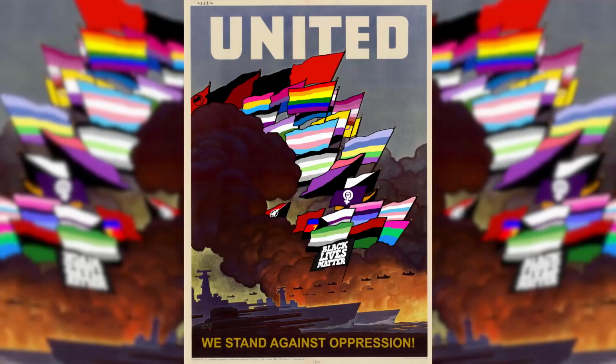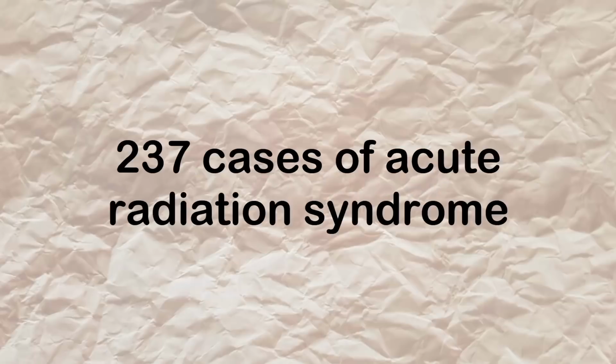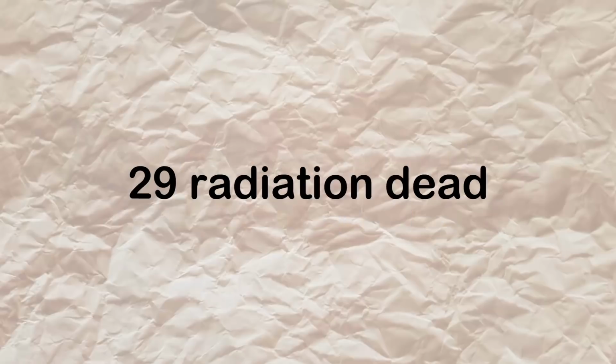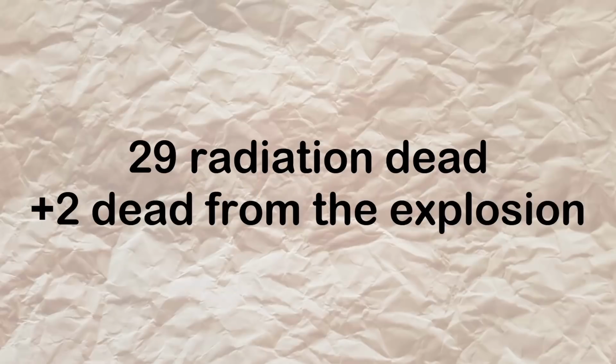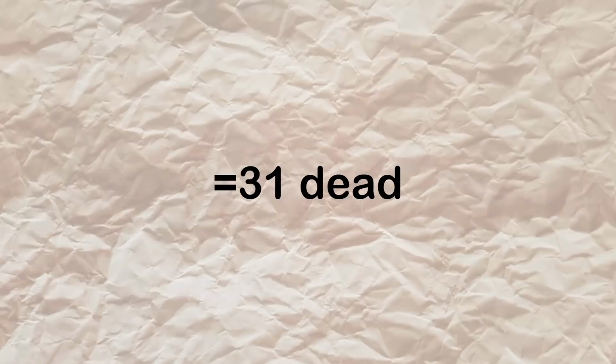So, let's come to the death toll. The estimates vary wildly from 31 to 93,000. In the immediate aftermath, 237 people suffered from acute radiation sickness, of which 29 died, in addition to 2 plant workers who died in the explosion, making 31. So that's the low end.